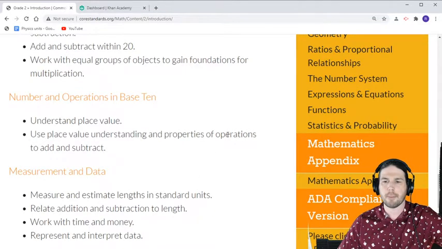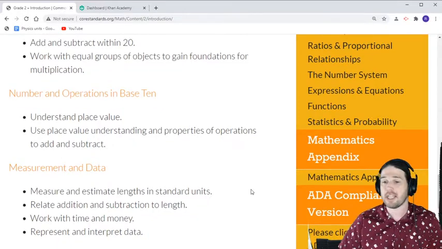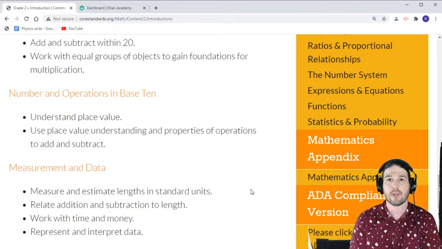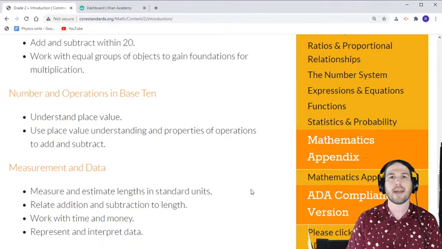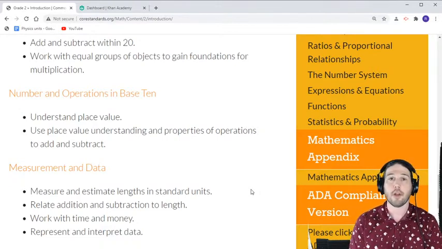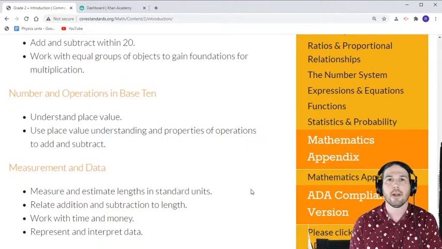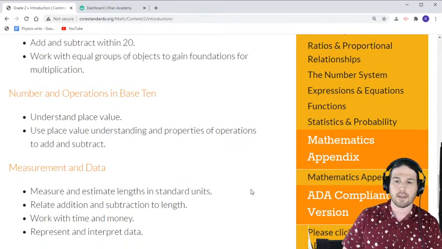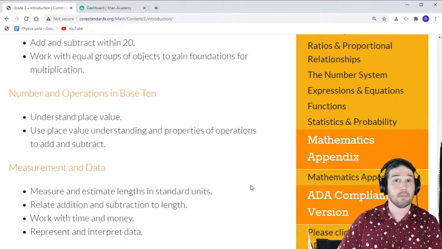Number and operations in base 10. Understand place value. This was the same thing that we had in first grade. It was just understand place value. We're just expanding that understanding to the hundreds and the thousands place. And probably by third or fourth grade, the students will realize that there is no end to this pattern. There is no end to how big of a number you can make using this pattern, using this base 10 system that we've got.